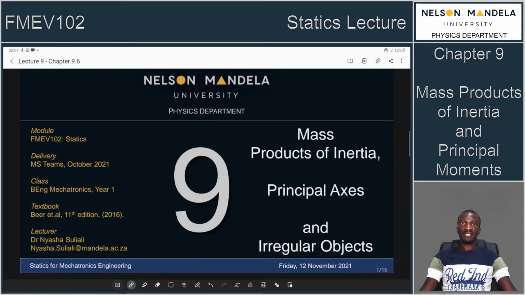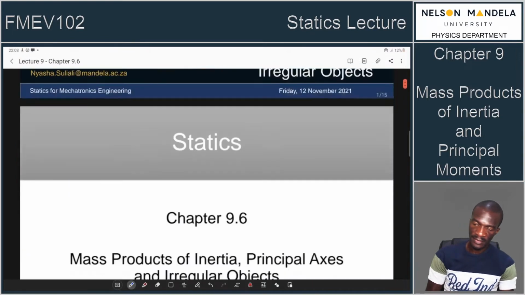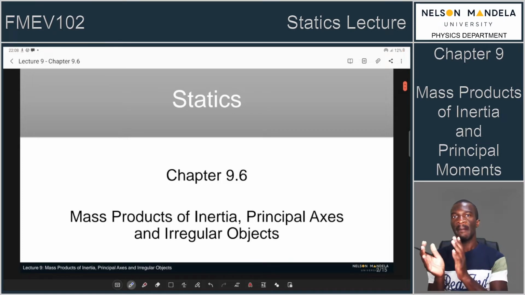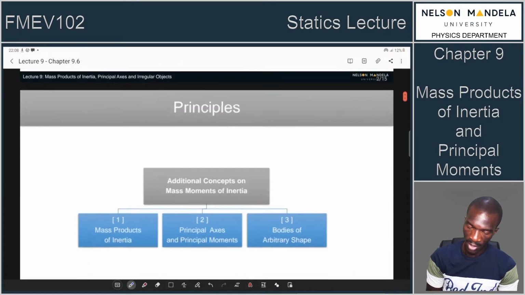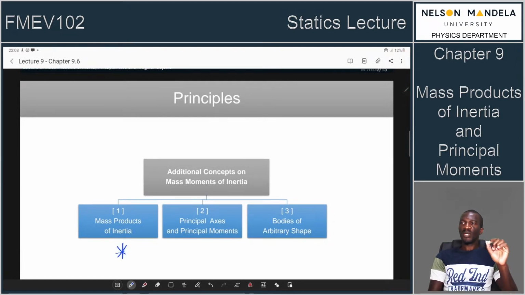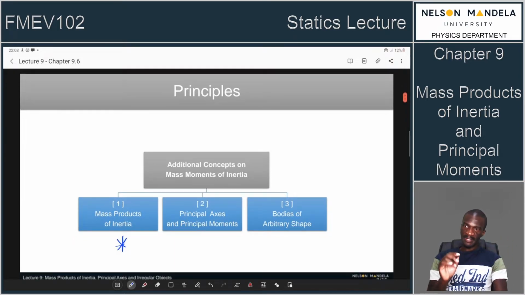In the previous lectures and discussions, we've been looking at moments of inertia and mass moments of inertia. So in this case, we are now advancing into the mass product of inertia, principal axis and irregular objects. This discussion is basically shifting from the area regime into the mass regime. We will start with the definition of mass products of inertia. Remember, we worked on area products of inertia, so we actually know the area product of inertia, but the mass product is something that we had not yet calculated.